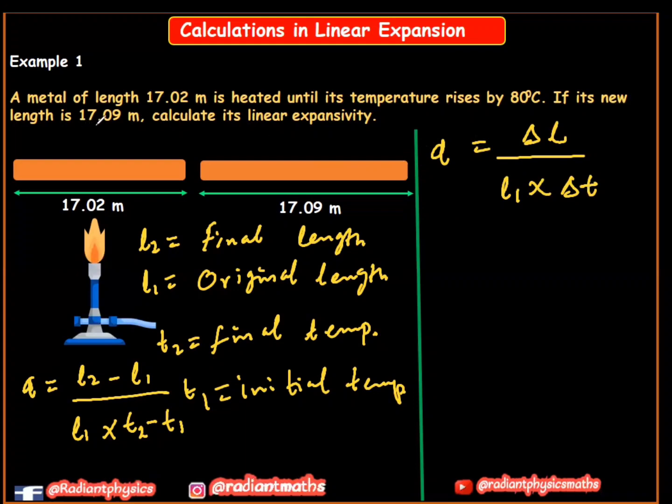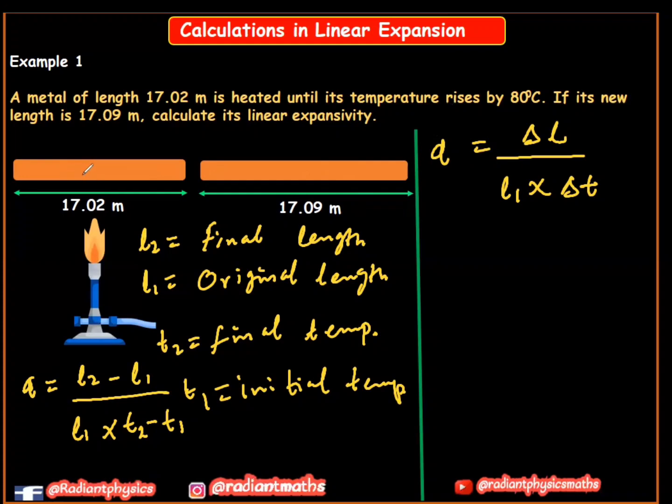A metal of length 17.02 meters is heated until its temperature rises by 80 degrees Celsius. If its new length is 17.09 meters, calculate its linear expansivity. So to calculate the linear expansivity of this material, we are going to apply this equation. But let me quickly explain this.